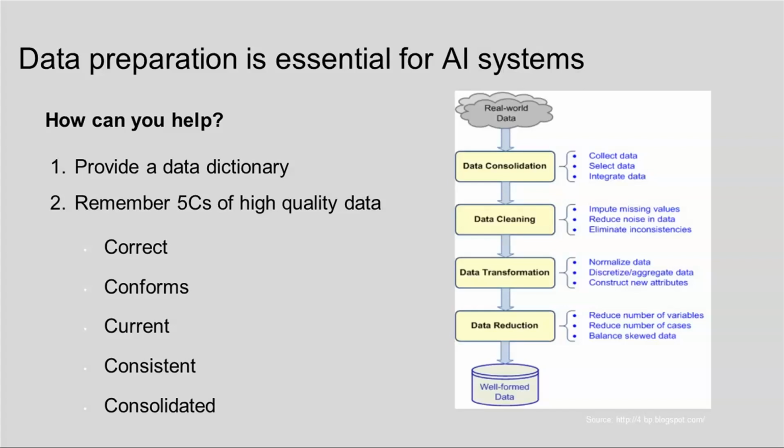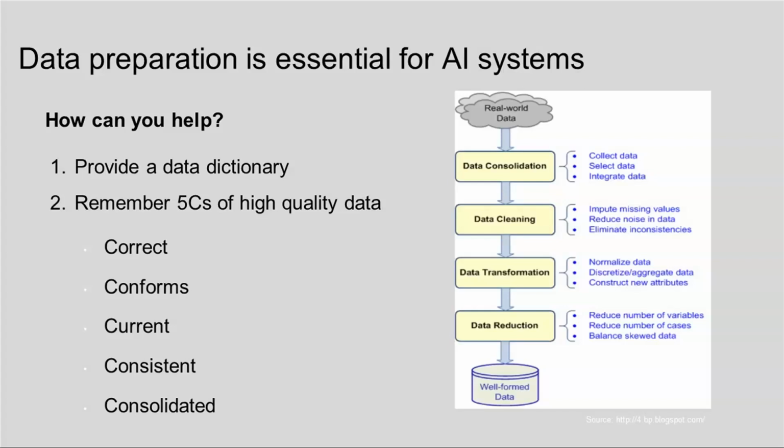Always remember the 5 C's of high quality data. Is the data correct? Does it accurately reflect the circumstances in which it was created? Does it conform to privacy and security policies? Is it current and up to date? Is it consistent from time to time? And is it consolidated at the right level of granularity? For example, if you need monthly data, is your data truly stored at a monthly grain? Or do you need deeper levels of granularity at the weekly or the daily level?